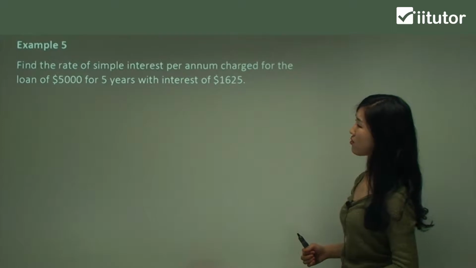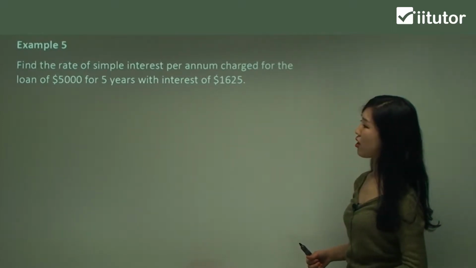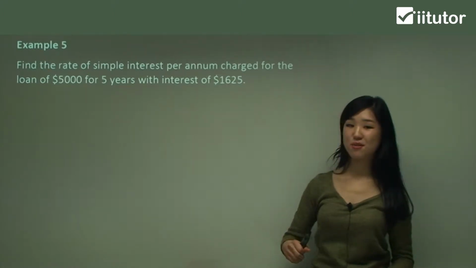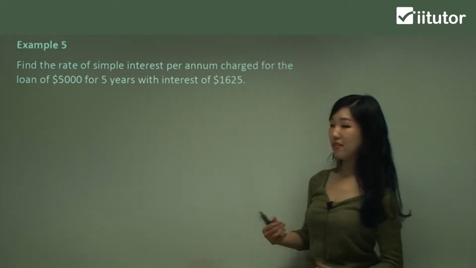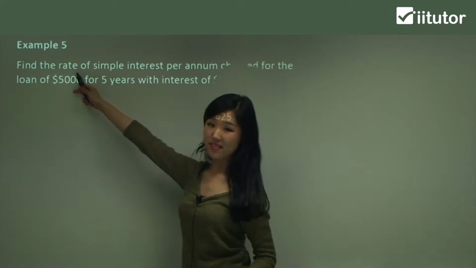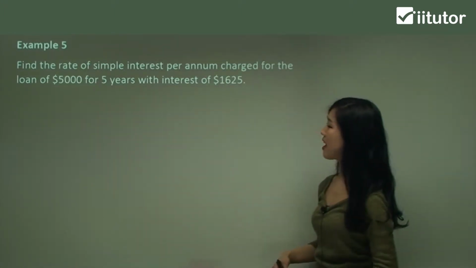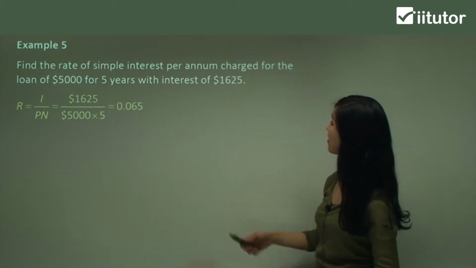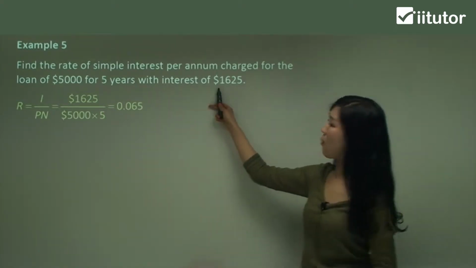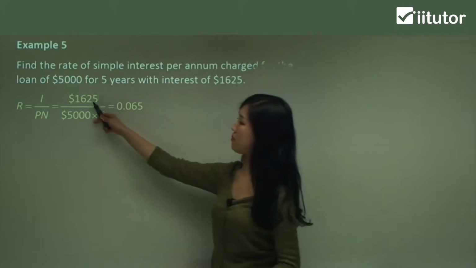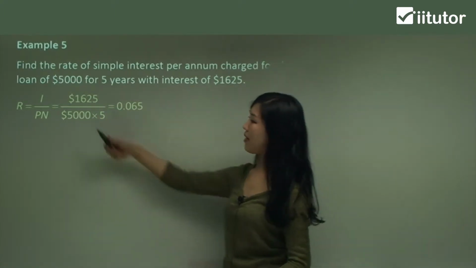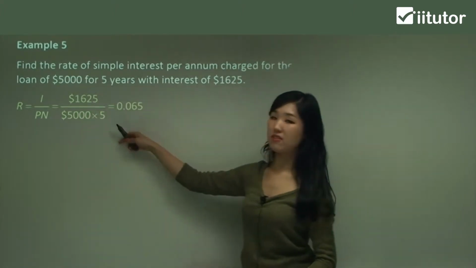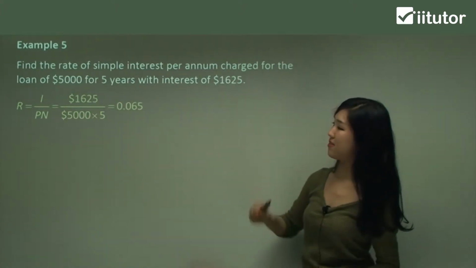Find the rate of simple interest per annum charged for the loan of $5,000 for 5 years with interest of $1,625. So this time what are they asking us? Find the rate. Okay, so it's very clear. Now I'm going to use my R equals I over Pn formula. I, the interest, they tell us it's $1,625, so put that up the top. P, the principal value, is $5,000. The number of terms is simply 5 years. And I'm not going to worry about the units because it's all in the same units.